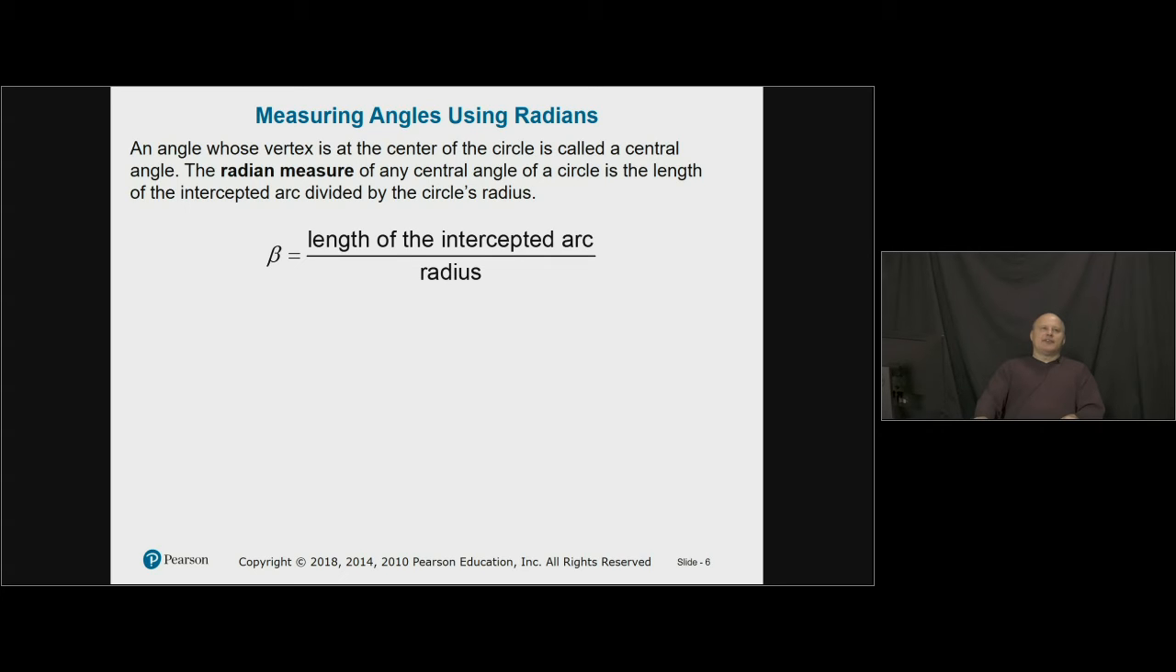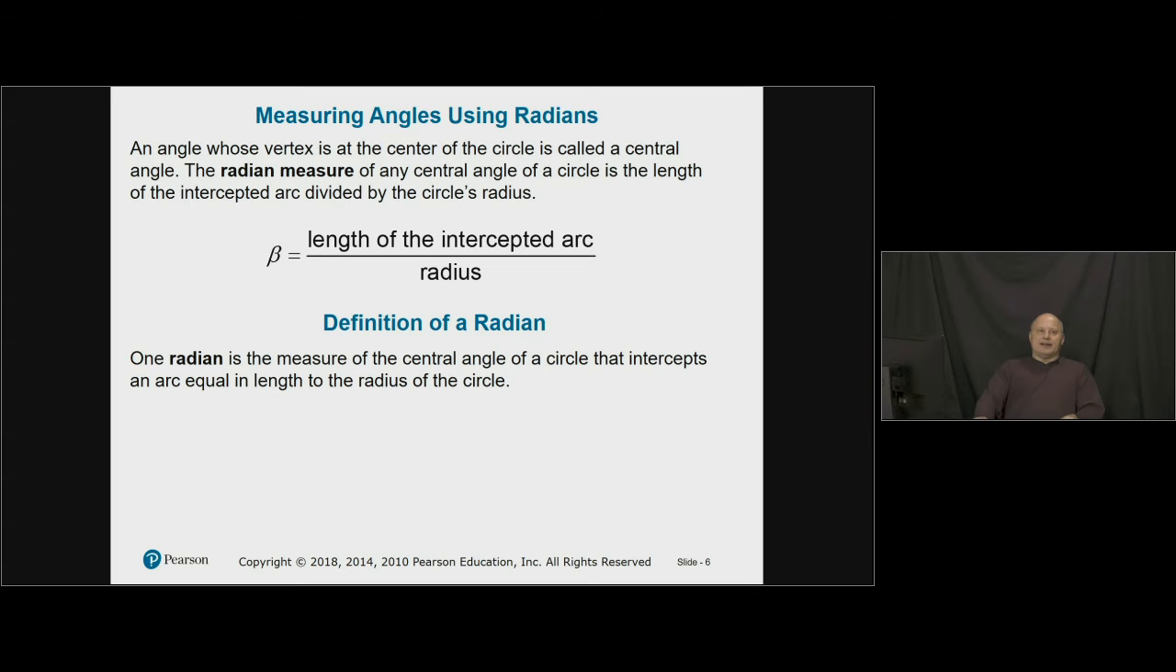An angle whose vertex is at the center of the circle is called a central angle. The radian measure of any central angle of a circle is the length of the intercepted arc divided by the circle's radius. So that's how you would measure the radian measure: the length of the intercepted arc divided by the radius. So what is a radian? Well, 1 radian is the measure of the central angle of a circle that intercepts an arc that is equal to the length of the radius of the circle.